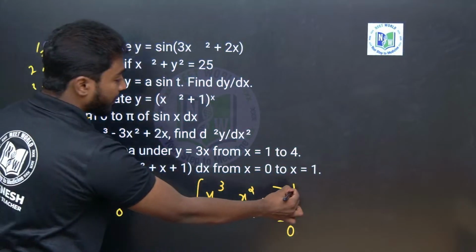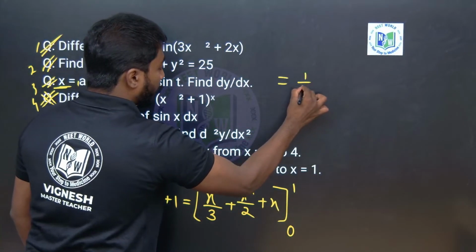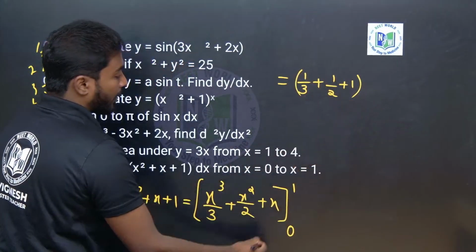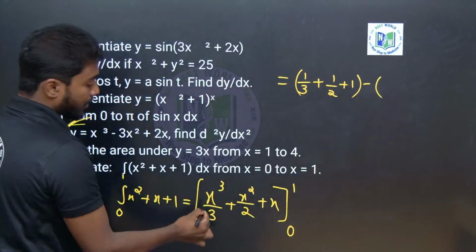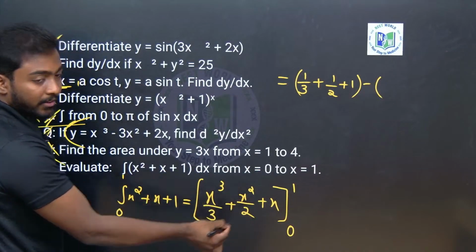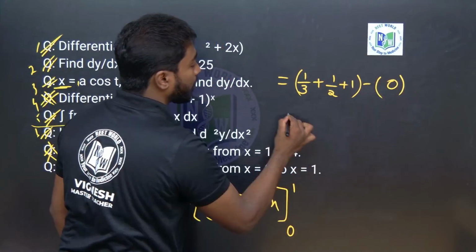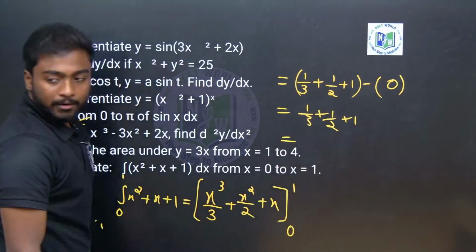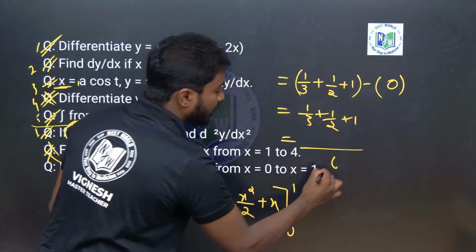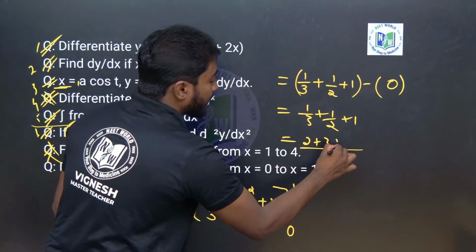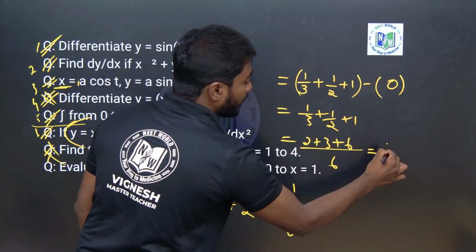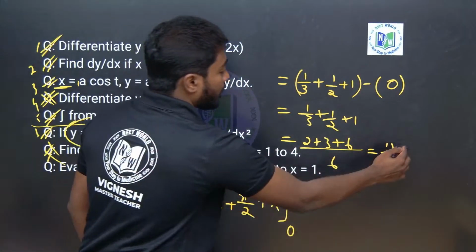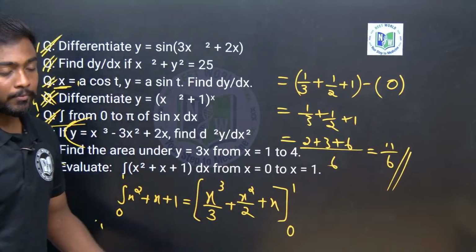If I apply the upper limit, it is 1 by 3 plus 1 by 2 plus 1, minus the lower limit, 0 by 3 plus 0 by 2 plus 0. So the total value will be 0 there. So 1 by 3 plus 1 by 2 plus 1. The LCM is 6. So 2 plus 3 plus 6, which is 11. 11 by 6 is the answer. This is the final answer for the question.